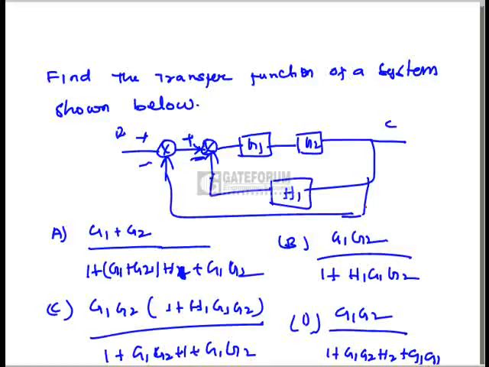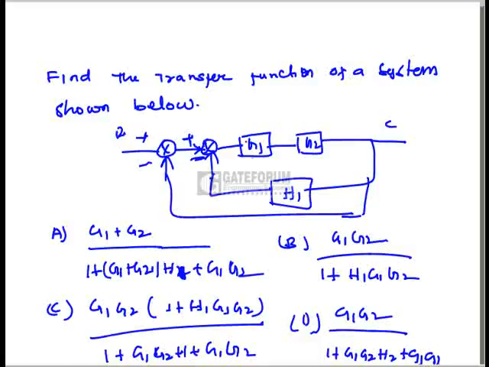Otherwise, one more technique is there: first you have to convert the block diagram into a signal flow graph. Then you find the transfer function with the help of the signal flow graph technique, right? So that is the second method. Generally people go for the signal flow graph technique if the given block diagram is complex. But if you observe this system, it's a very simple system.